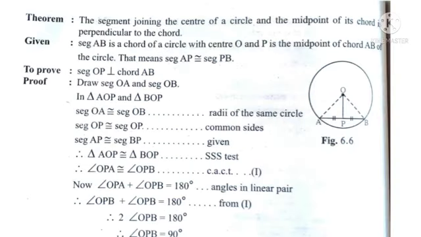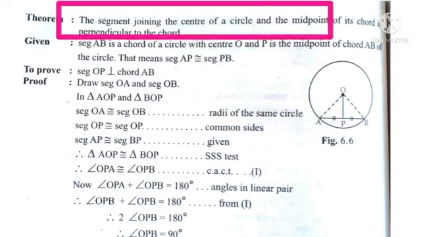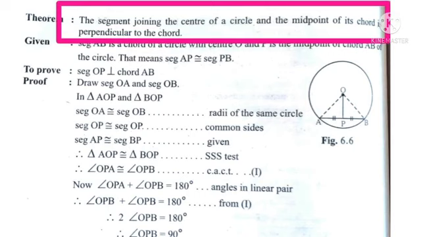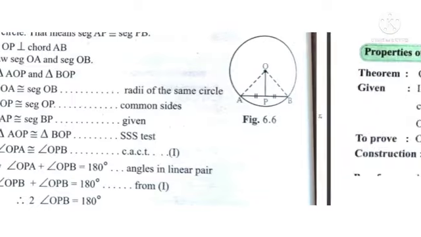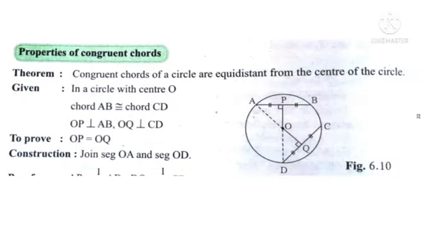Then second property is, the segment joining the center of a circle and the midpoint of its chord is perpendicular to the chord. Converse आहे बघा. सेगमेंट जॉईनिंग सेंटर ओ आहे. ओ पासून ए बी या कॉर्डच्या सेंटरला जॉईन करणारी सेगमेंट ही काय असते, त्या कॉर्डला परपेंडिक्युलर असते.